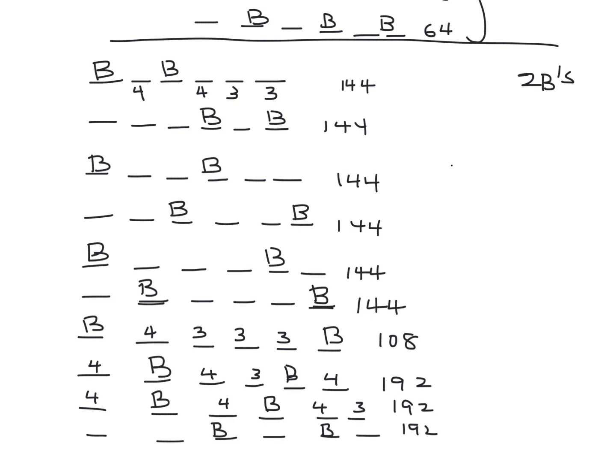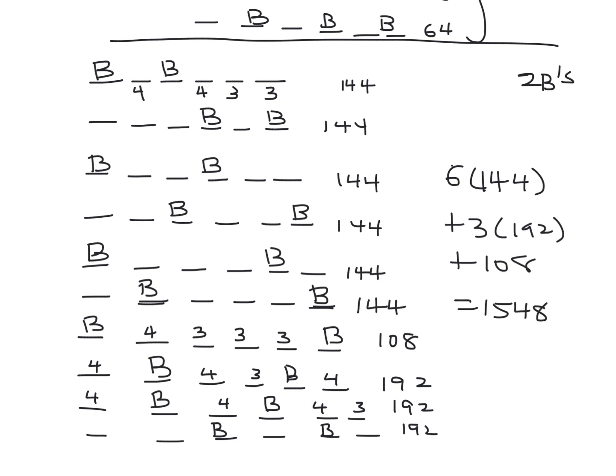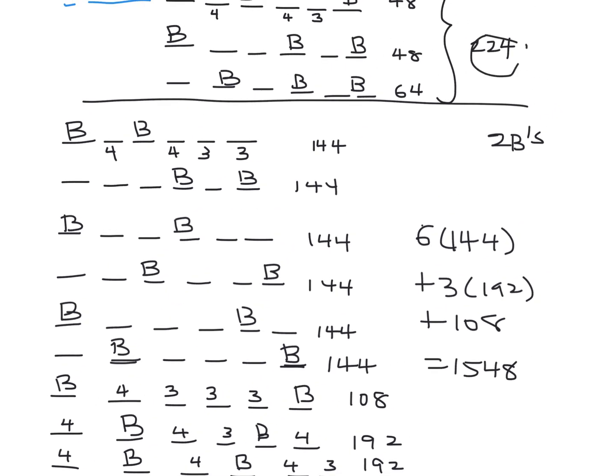Okay, so we've got 6 of these 144s. And then we have 3 of the 192s. And then you have 1 108. And that all adds up to 1548. So we then grand total the 3 Bs and the 2 Bs. And that grand total of 224 plus 1548 is 1772.